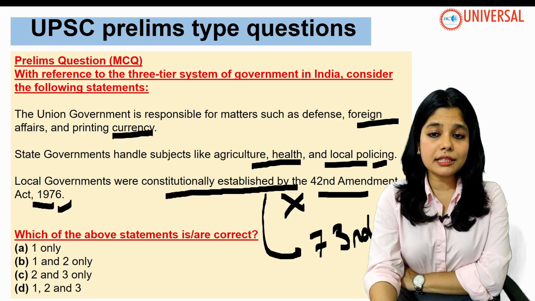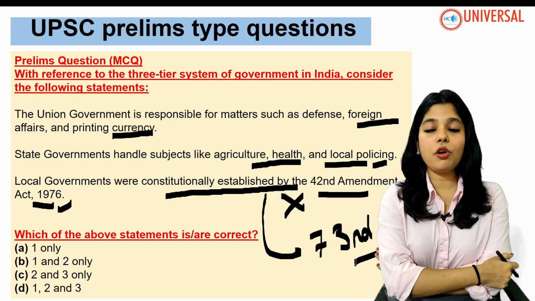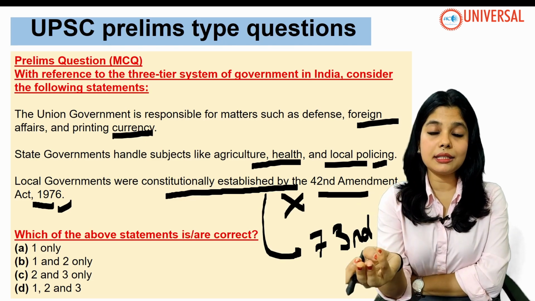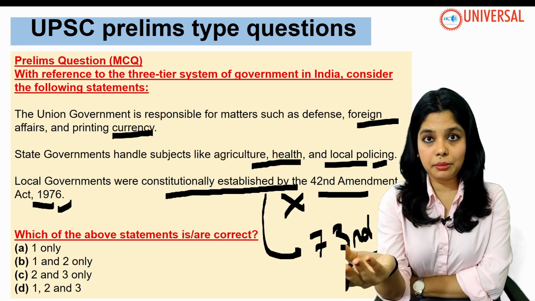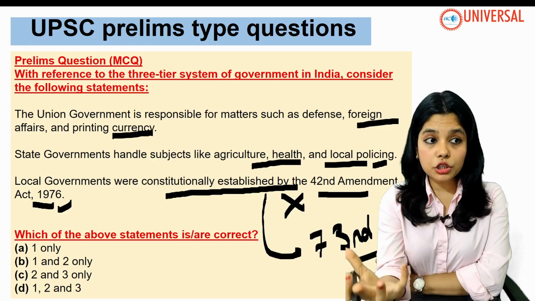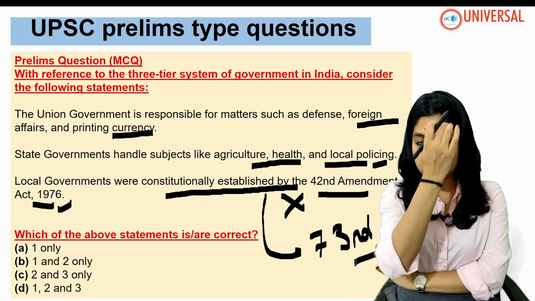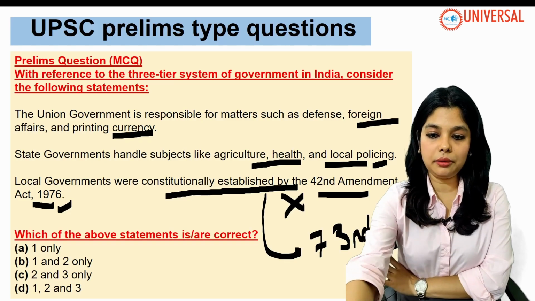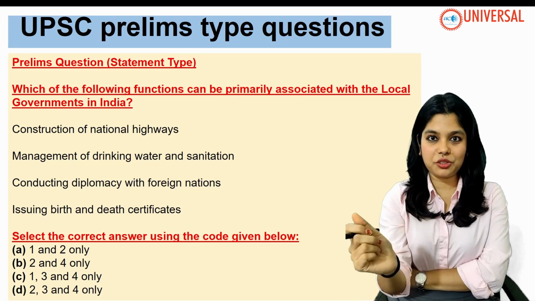We have already discussed it, right? We have already discussed that the Panchayati Raj and the municipalities, the local government, got the constitutional status under the 73rd and 74th Constitutional Amendment Act. Okay. Next question for you.